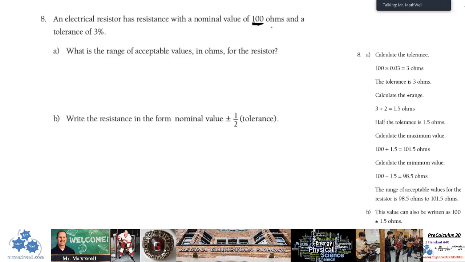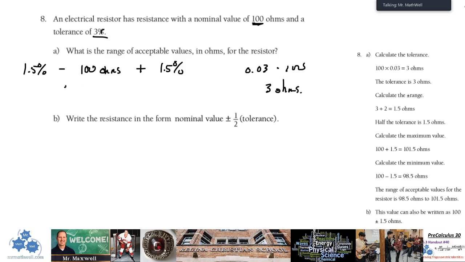Well, we have 100 ohms. We know that that's our average. That's our nominal value. So we could go up a certain ways from that and down a certain ways from that. If the tolerance is 3%, that means that we have 100 ohms. We can go plus 1.5%, or we can subtract 1.5%, if that makes sense. Okay, so we can go 1.5% above or 1.5% below. So 3% of 100, well, that's 0.03 times 100, of course, is 3. So that turns out to be 3 ohms there.